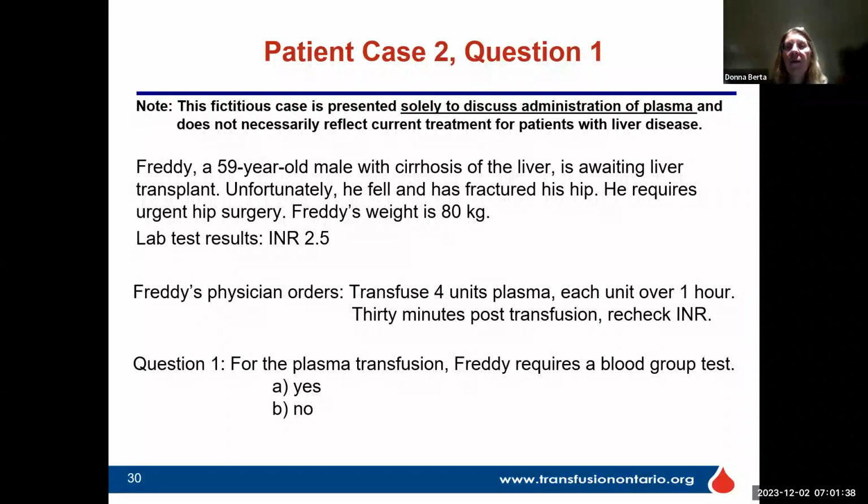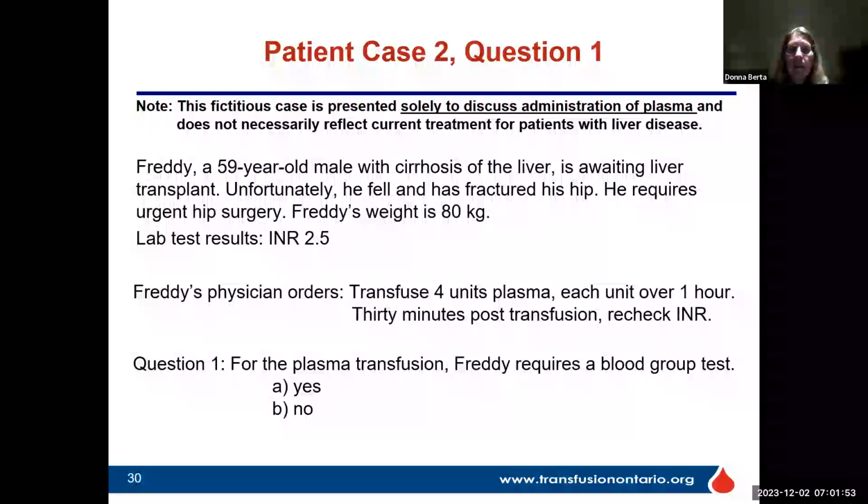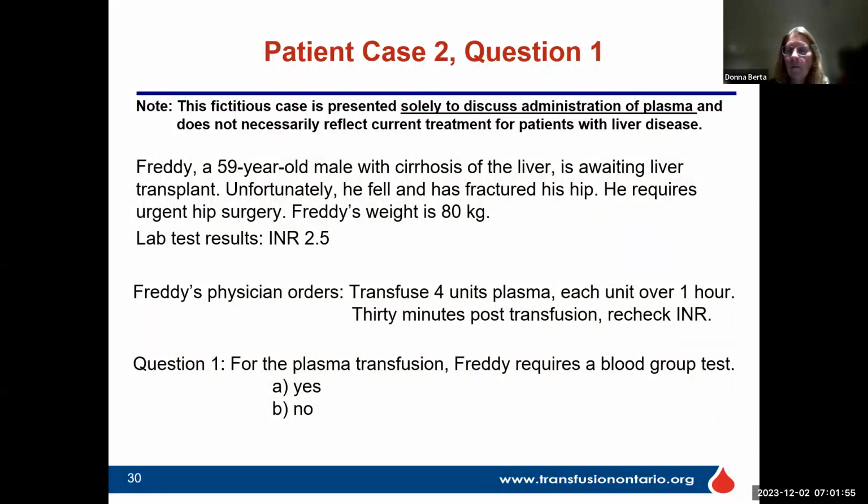He has cirrhosis of the liver. He is on the list awaiting liver transplant. Unfortunately, he had a fall, he's fractured his hip, he needs surgery, hip replacement, reconstruction, big surgery Freddie needs. His weight is 80 kilos. Of his lab results, all that we're going to focus on is the INR, and his INR is 2.5. So his physician orders transfuse 4 units of plasma each over 1 hour, 30 minutes post-transfusion, recheck his INR. That seems pretty reasonable for this scenario.